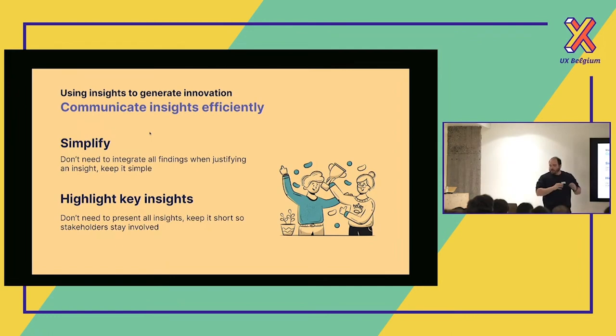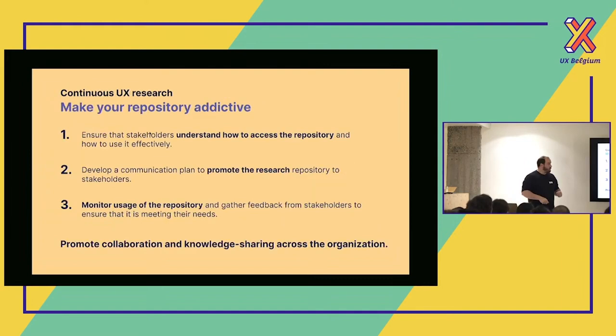So make your repository addictive. The idea is that users, stakeholders, product managers, and even management levels should know how to access the repository. And the idea is, of course, to promote it and to monitor the usage. For example, if you see that a category is not observed at all, you should either change the approach or communicate better on this aspect. The idea, of course, is to promote collaboration and knowledge sharing.